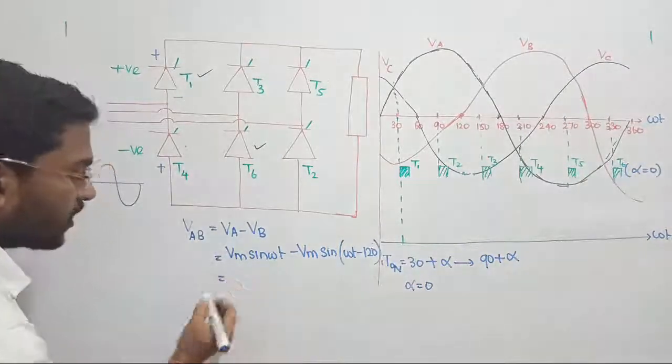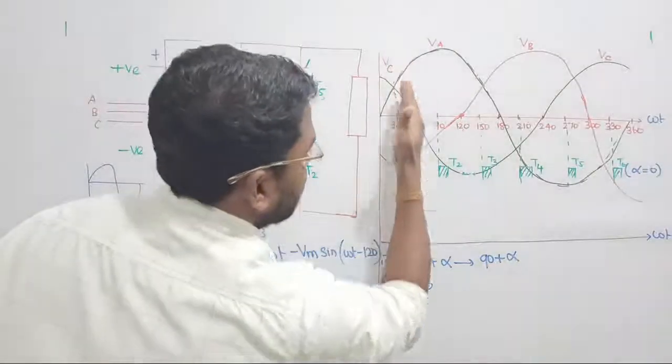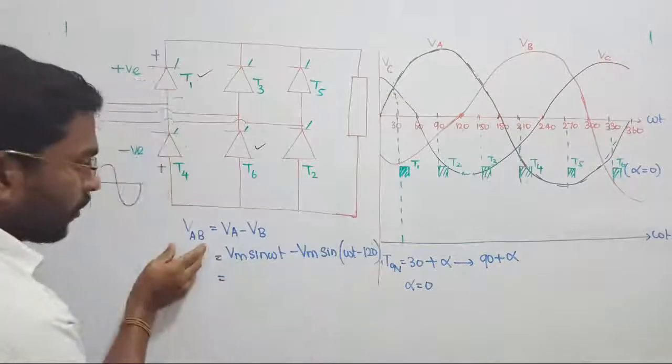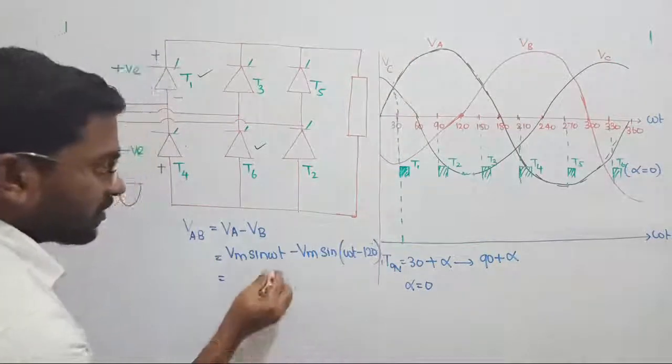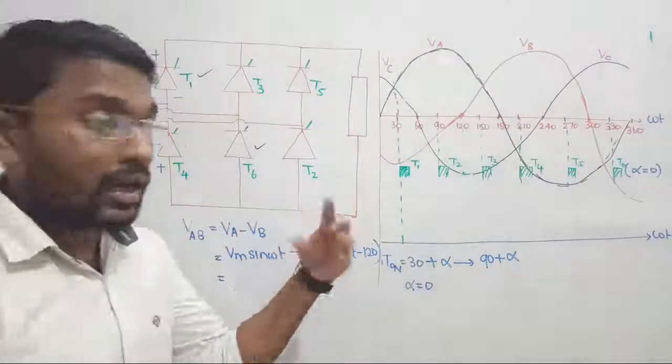So let us estimate its value. At which point are we going to calculate it now? At this point. Exactly at this point I would like to know the value of VAB. At this point, what is the value of omega t? Omega t equal to 30 degree.